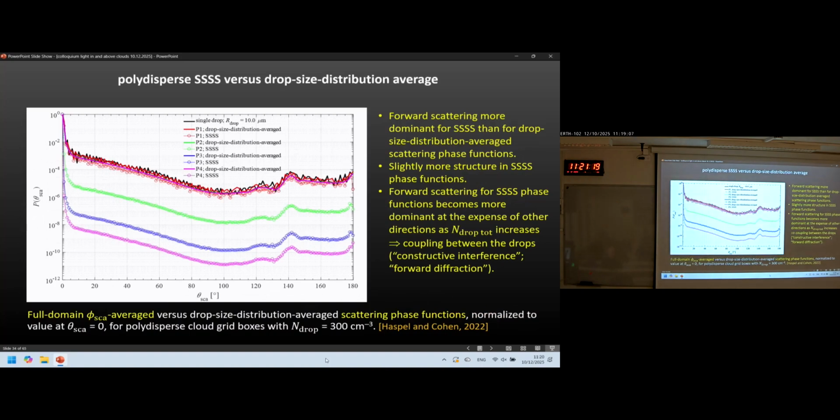And I have similar results for a polydispersed cloud. So I have various polydispersed clouds. And again, we see this strengthening, this constructive interference in the exact forward direction.